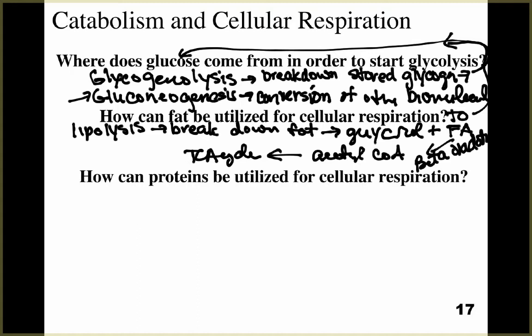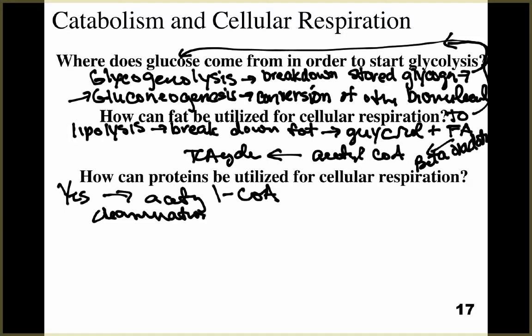And the last thing is, can proteins be utilized for cellular respiration? And hopefully, again, you realize the answer is yes. And it can be broken down into a lot of different things. For the most part, you can see them being broken down into acetyl-CoA again. Now, this process is known as deamination. And basically what it does is it removes, and deamination is basically talking about removing what are known as amine groups. And this is what an NH2 is, what an amine group looks like.